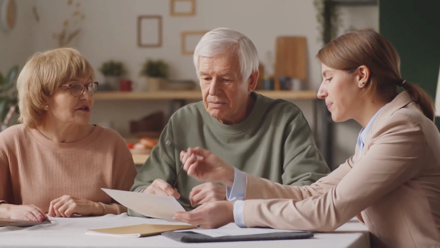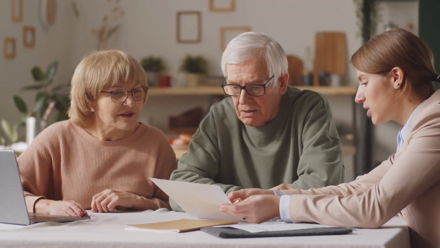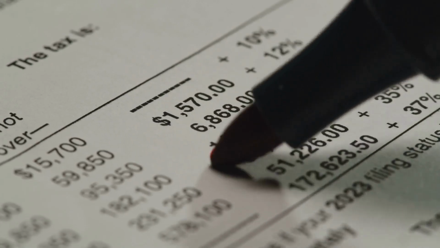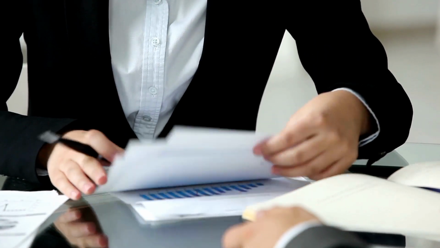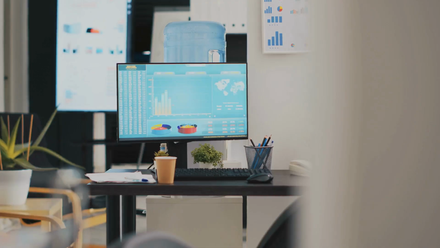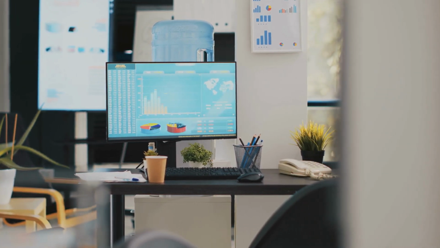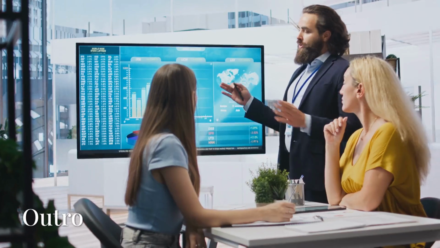Similar to RRSPs, holding foreign investments in your TFSA can have tax implications. Unlike RRSPs, foreign withholding taxes on dividends and interest in a TFSA are not recoverable. When investing in foreign assets within your TFSA, consider the impact of foreign withholding taxes on returns. Opting for ETFs or mutual funds focusing on Canadian-listed securities can be tax efficient.